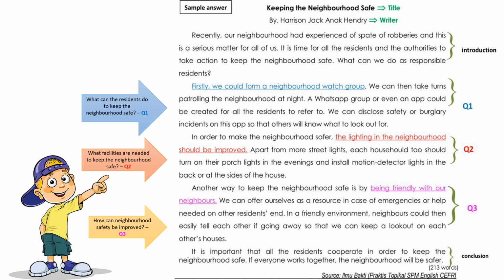It is important that all the residents cooperate in order to keep the neighborhood safe. If everyone works together, the neighborhood will be safer.